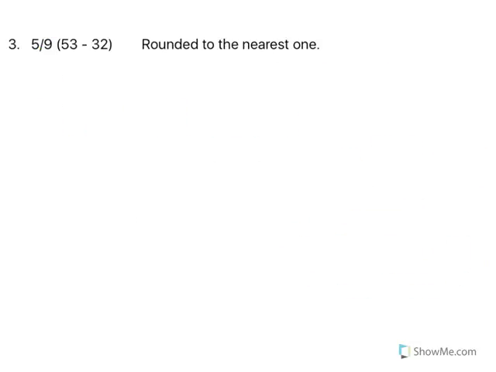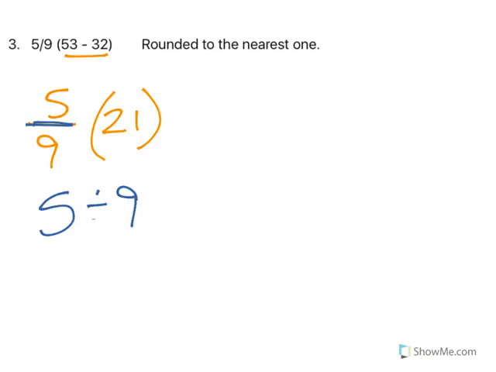Number 3, we have 5/9 times 53 minus 32. Order of operations says do anything in a grouping symbol first. So my fraction out front stays, and when I subtract 53 minus 32, excuse me, I get 21. Now, when you have a number touching a parenthesis, it means multiplication. Remember, fraction bar means division. So I have 5 divided by 9 times 21.